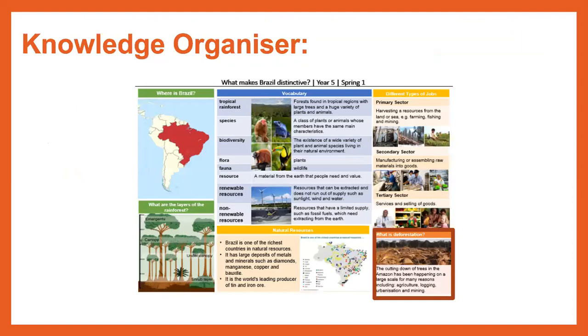So remember in the lesson, if there's ever a point where you are confused or not sure about our key vocabulary or about the different layers of the rainforest or some of the natural resources and what we are going to be discussing, always ensure that you check your knowledge organizer. And at the bottom of the knowledge organizer, in the bottom right corner, there's a box that talks about deforestation. So deforestation is the cutting down of trees in the Amazon, and it has been happening on a large scale for many reasons, including agriculture, logging, urbanization, and mining. And we're going to find out a bit more about that in today's lesson.